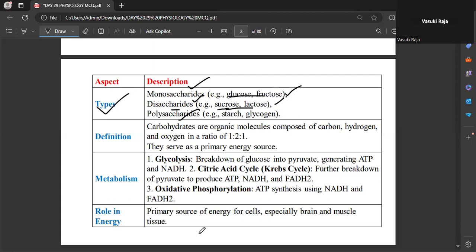Why? Because on hydrolysis, sucrose produces glucose plus fructose. On hydrolysis, lactose produces glucose plus galactose. On hydrolysis, maltose gives rise to glucose plus glucose. I hope everything is perfect, right?